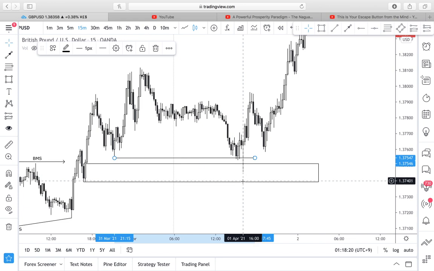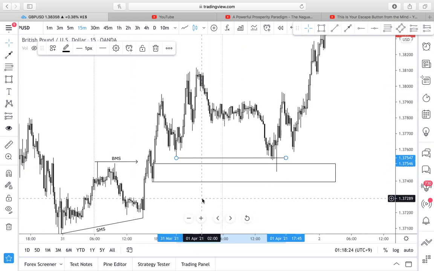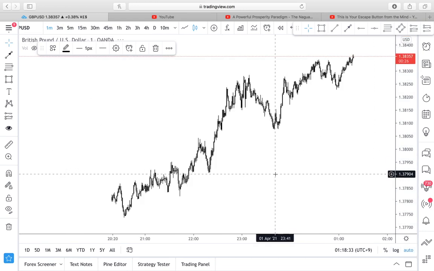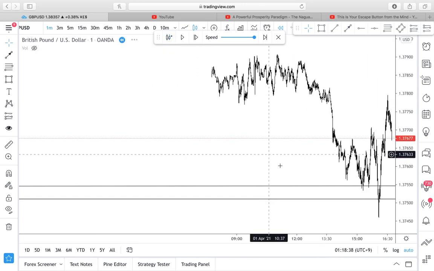So let's look at the entry, right? So we've gone through the higher time frame analysis from the daily time frame. We've gone through the setup, which is this order block here. Now let's go to the entry. What did I see? So let's actually play this back over here.